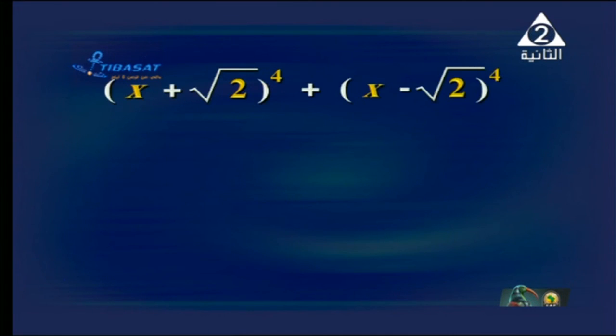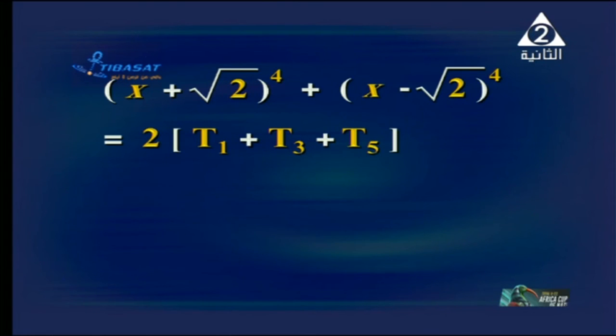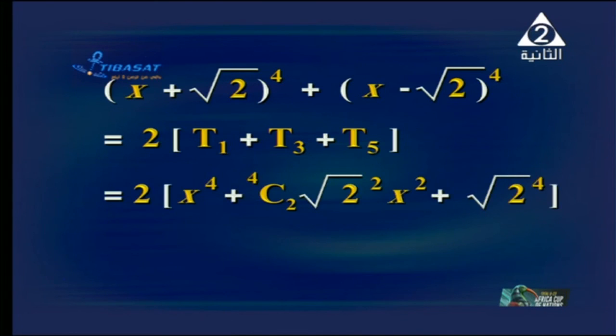This first bracket is to the power 4, the second bracket is to the power 4. The sign is positive, then we use twice the odd terms. If we have a bracket with power 4, how many terms? 4 plus 1 equals what? Equals 5. Then we have T1, T3, T5. Multiply by 2.